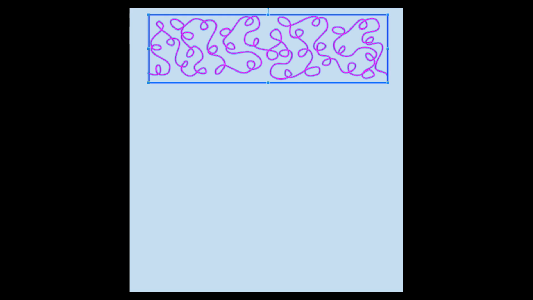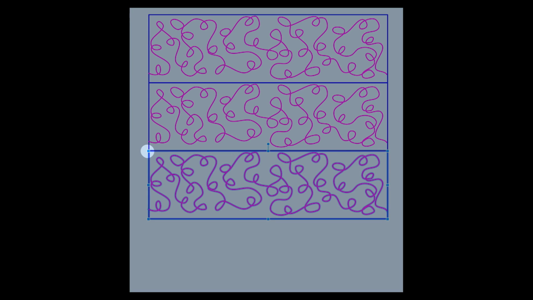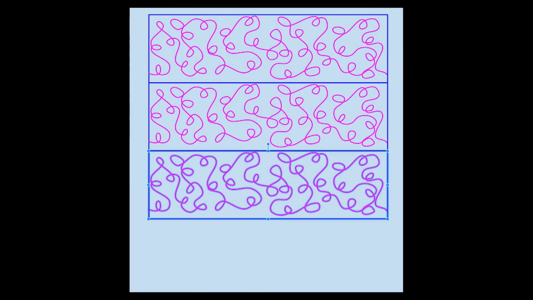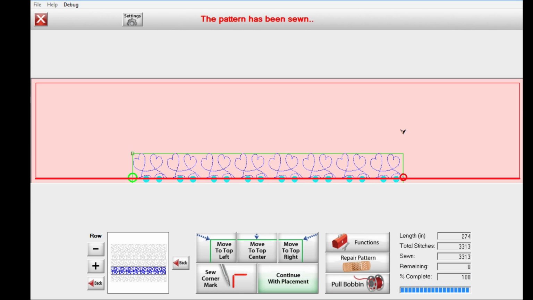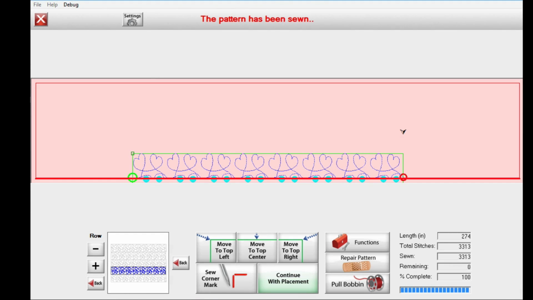Remember when we were talking about stacking boxes or rows of pattern? Well, we need to mark a corner of the box we will be sewing next so that we can find that corner after we advance the fabric. We have three choices: move to top left, move to top center, and move to top right. The best choice here is top center.